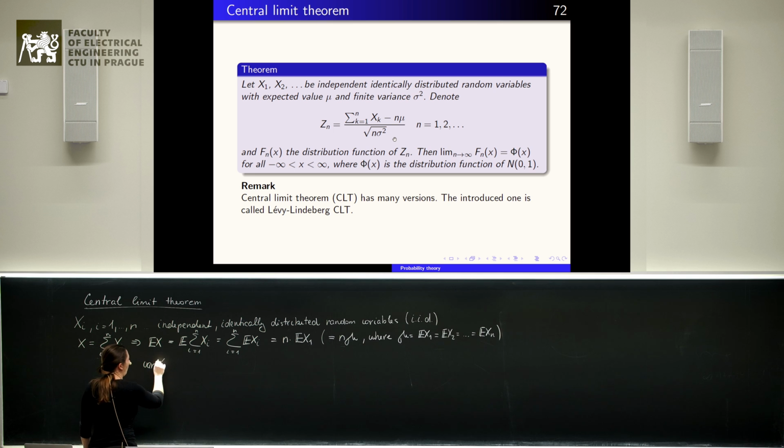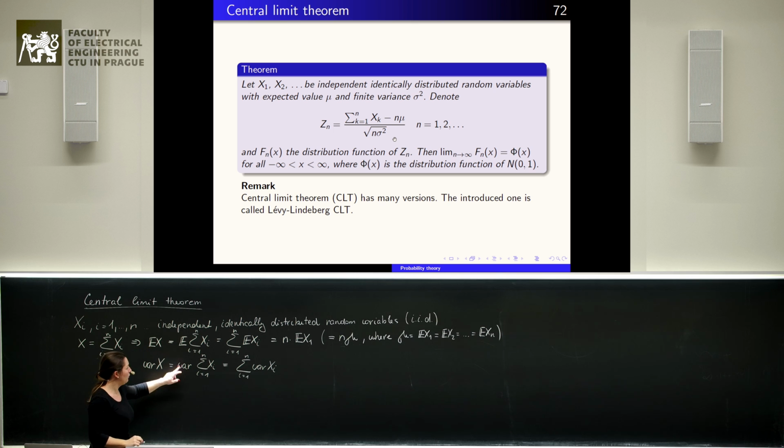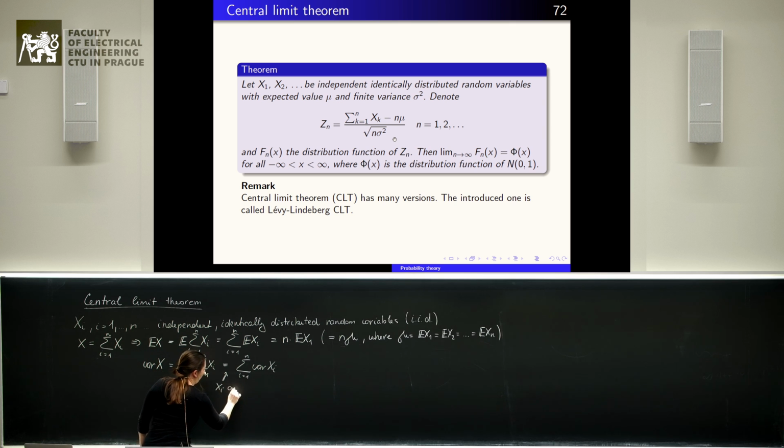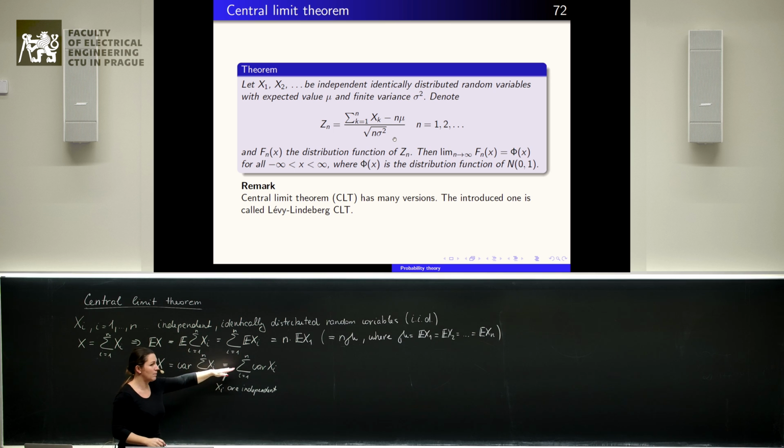What about the variance of X? The variance of X is equal to the variance of the sum of the random variables X_i, which is equal to the sum of the variances. It doesn't hold in general for all random variables, but only for random variables which are independent. So this equality follows from the fact that they are independent. Otherwise, we would have to calculate with some covariances of these random variables, but because they are independent, the covariances are equal to 0, and then the variance of the sum is equal to the sum of variances.